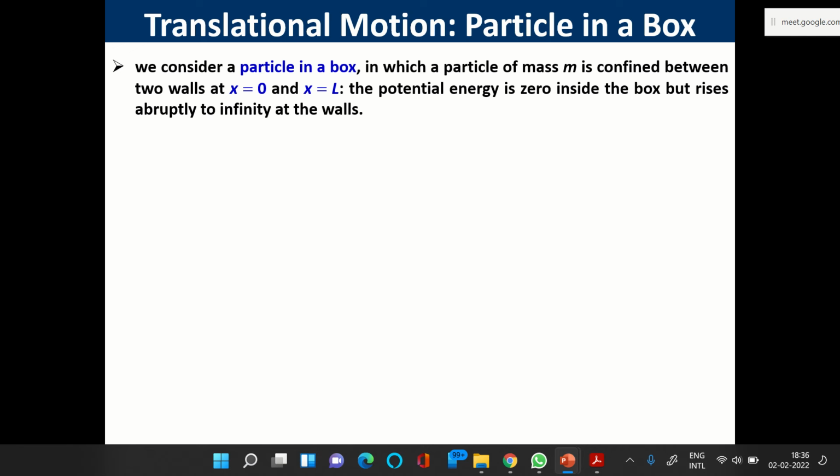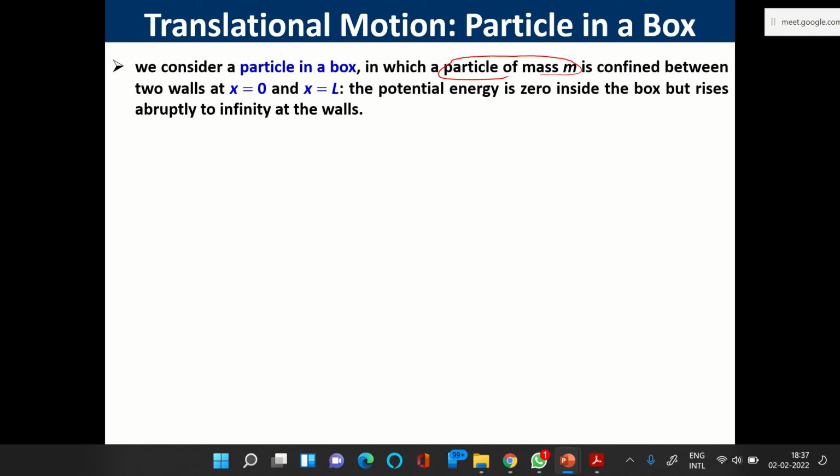So for a particle in a box, we consider a particle of mass m confined between two walls. Confined means you are restricting it, not letting it go outside. If you are locked up in a room, you are confined. You are putting a restriction on the motion not to come out of some place, so that is confinement.